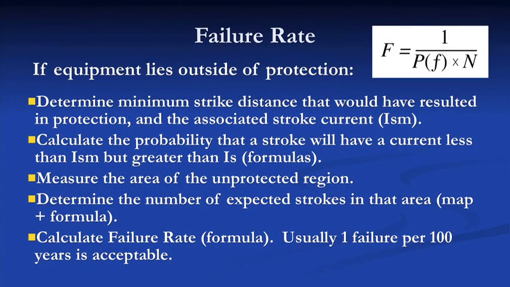Again, you know the number of strokes expected in your unprotected area per year, and so you can tell how many years it'll take before you get a failure. And usually in our industry we like to say that 1 failure every 100 years is acceptable.